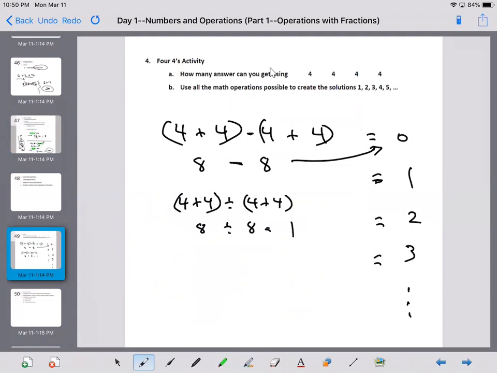So there are just lots of ways for the kids to think about how you can place in your grouping symbols, your add, subtract, multiply, and divide, or even exponents, square roots, factorials. You can certainly Google it. Just do 4-4s activity, and it'll give you some answer keys. It's just a great way for students to be thinking about the order of operations to result in an answer.